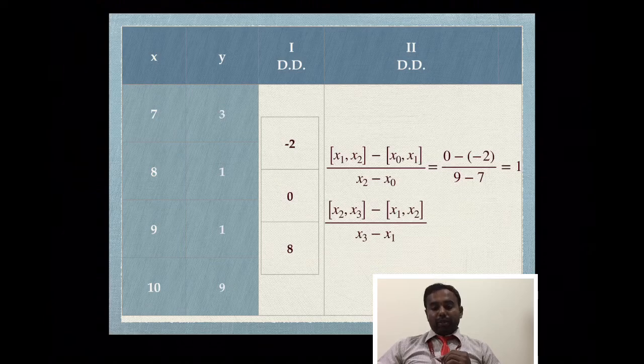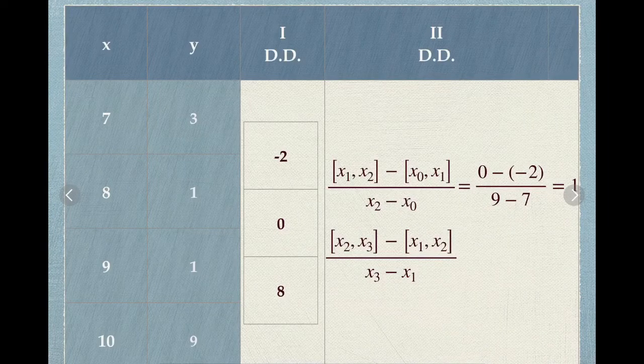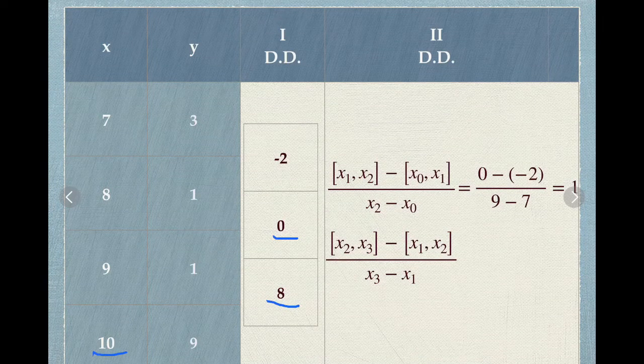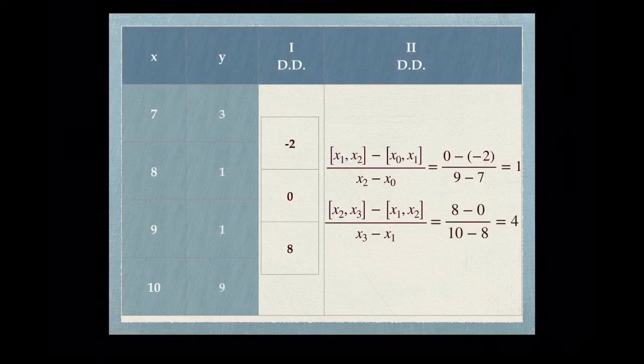So the second term in second divided difference is given by x2 comma x3 minus x1 comma x2 divided by x3 minus x1. So x2 comma x3 is 8, x1 comma x2 the value is 0, x3 value is 10, and x1 value is 8. So it is 8 minus 0 divided by 10 minus 8. So 8 minus 0 is 8, divided by 10 minus 8 is 2, so the value is 4. Got the idea? These formulas were posted earlier.